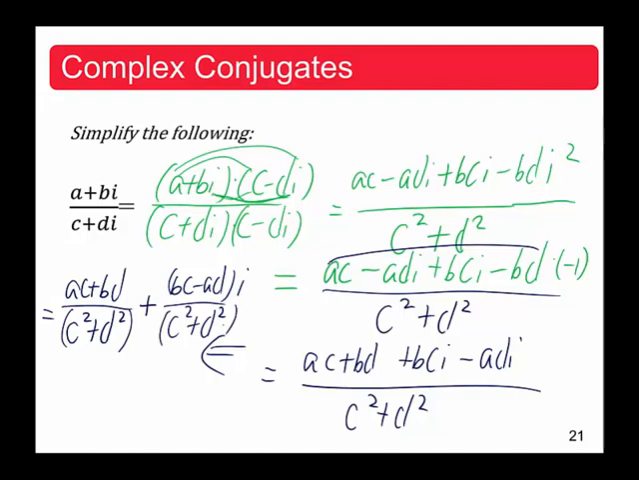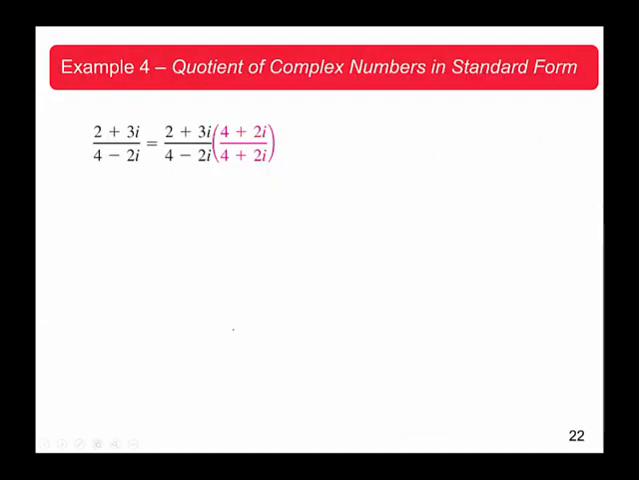And let's look at a concrete example. Actually, for the concrete example, it's a lot simpler. So now look at this. We're dividing 2 plus 3i by 4 minus 2i. So first of all, we multiply by the complex conjugate of the denominator. The complex conjugate of the denominator is 4 plus 2i. Okay. So put this in parentheses, put that in parentheses.